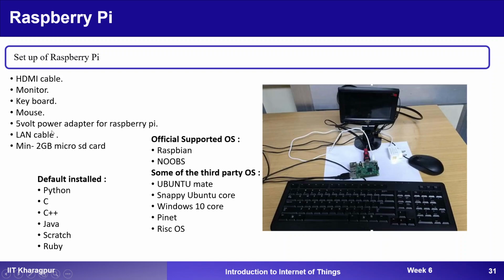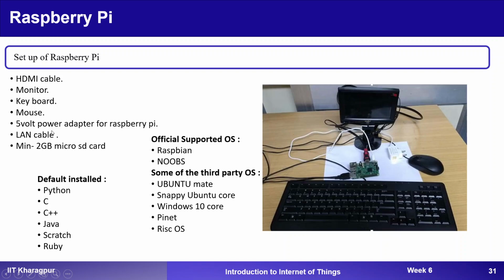Further, these are the various languages or default programs that are installed in your Raspberry Pi. I have already shown you in the previous image that Python, C, C++, Java, Scratch, Ruby, all these are installed by default in your Raspberry Pi. Now these are the official operating systems, Raspbian and NOOBS, for your Raspberry Pi, and there are some third-party operating systems available in the market, such as Ubuntu Mate, Snappy Ubuntu Core, Windows 10 IoT Core, PiNet, RISC OS.